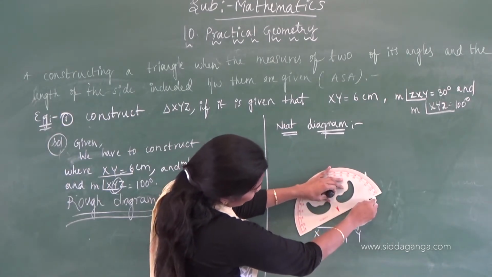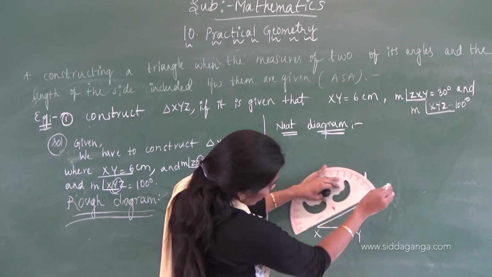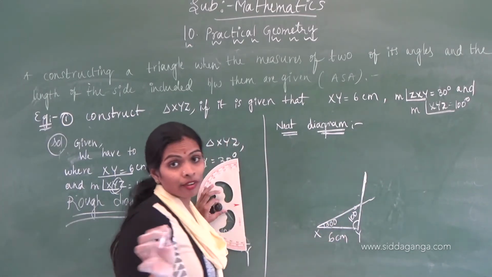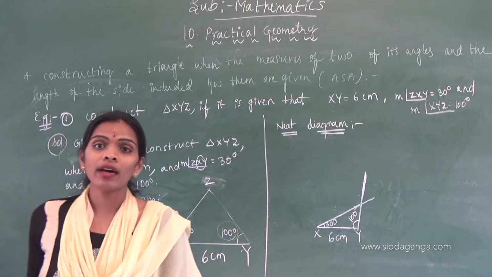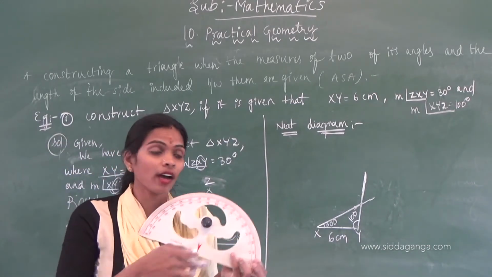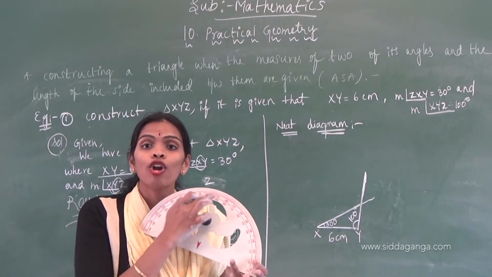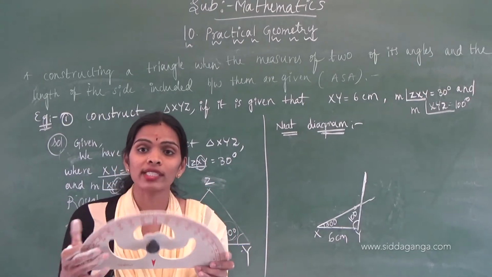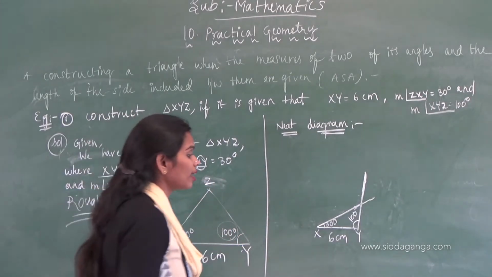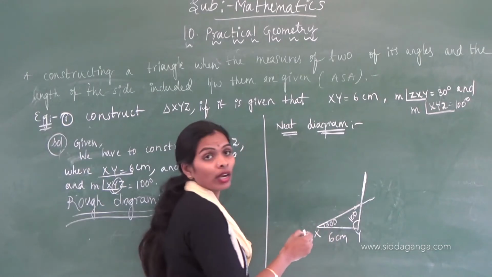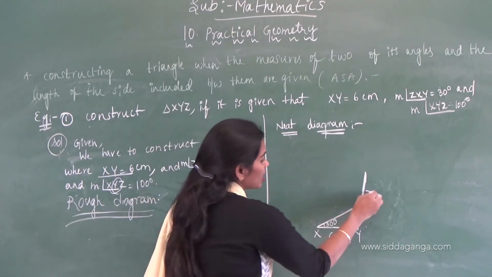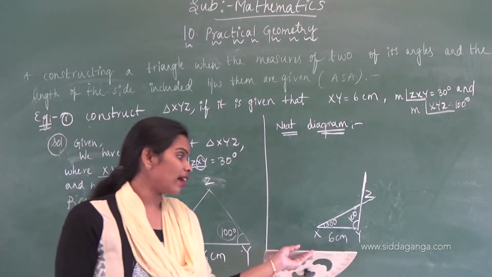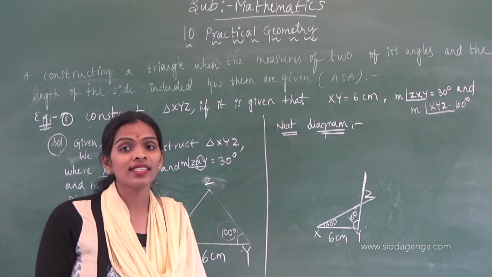When we are taking angles, we have to be very clear which angle we are taking, and which scale we have to take, whether upper scale or lower scale. Whether we are going to take upper scale or lower scale, we have to be very clear. And the point of intersection of these two rays, the X ray and Y ray, is known as Z.